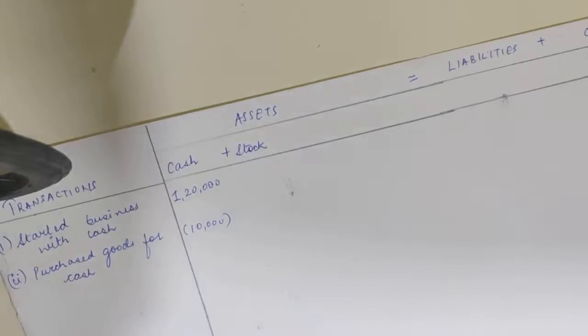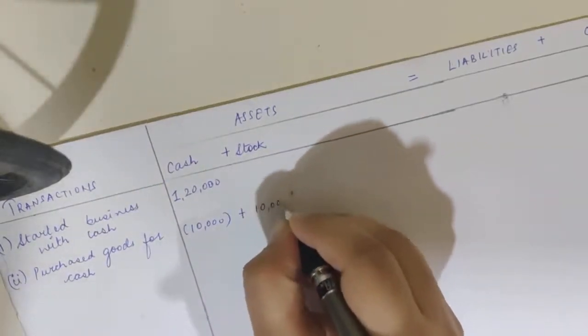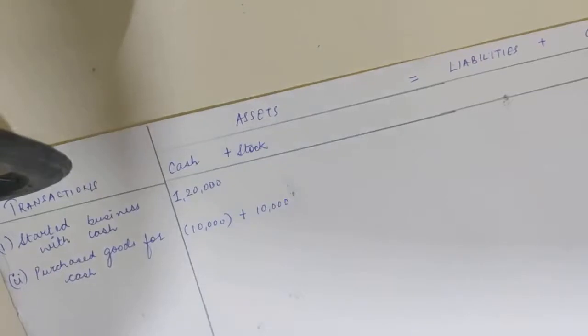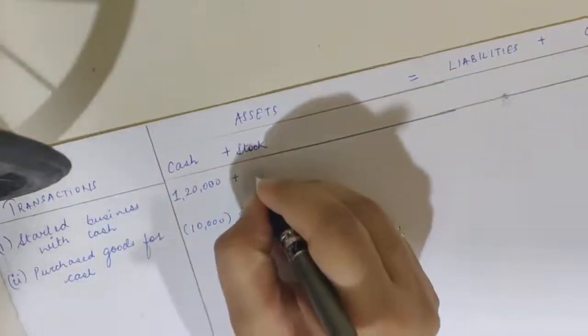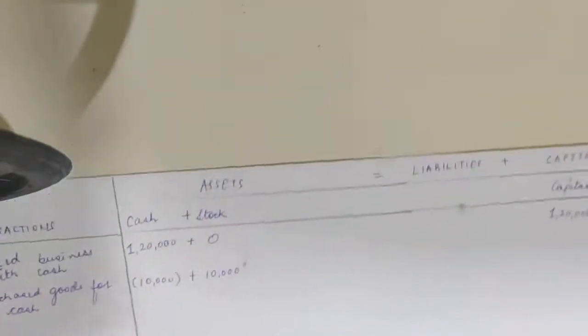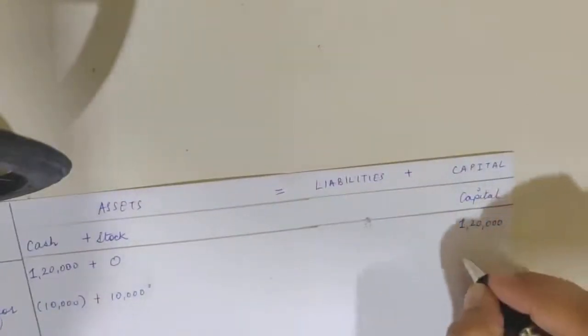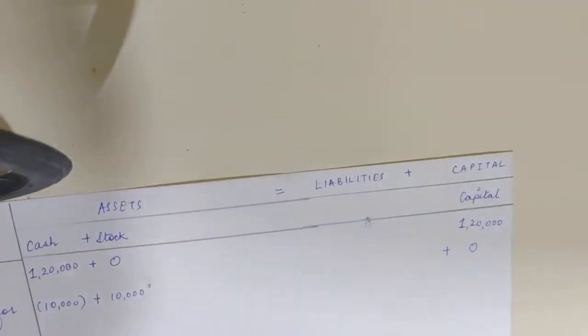below your cash column and plus 10,000 below your stock column. Alright. And since before this there was no stock creation, I'm going to put 0 over here. In the similar way, since no capital creation, I'm going to put plus 0 over here.